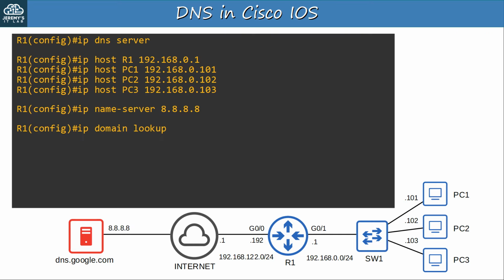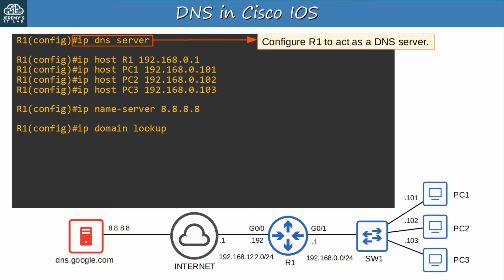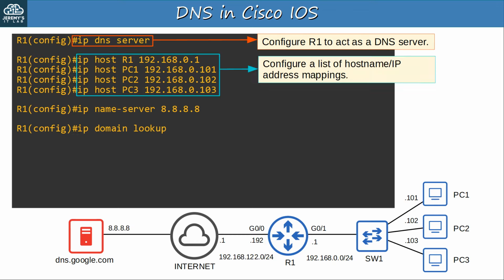Here's how to configure a router as a DNS server. First, you should use the command ip dns server from global config mode. This configures the router to act as a DNS server. If a client sends a DNS query to R1, R1 will respond if it has the requested record. However, for that to work, R1 needs to have some records. Use the ip host command, followed by the host name and the IP address, to build a host table on R1. I configured entries for R1 itself, PC1, PC2, and PC3.